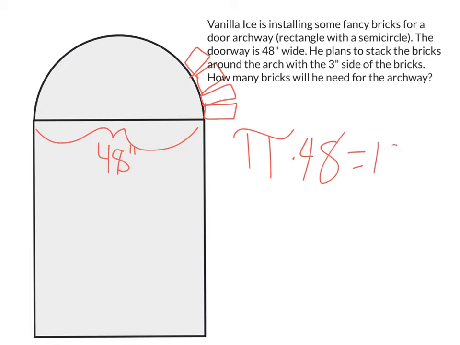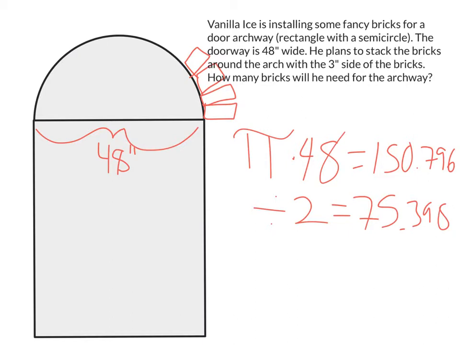150.79644. So 150.796. That is a lovely 6. There we go. But that's the full circumference, so I need to divide that by 2. Divided by 2 equals 75.398. So we'll say 0.4 inches. But actually, you know what? I don't think I want to round quite yet. Because what's my question asking? My question is asking how many bricks are needed?